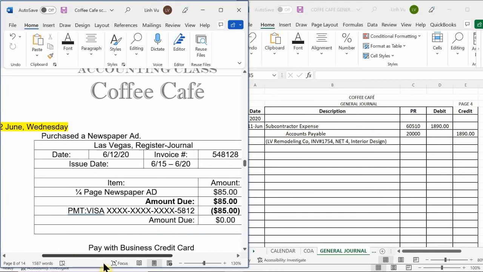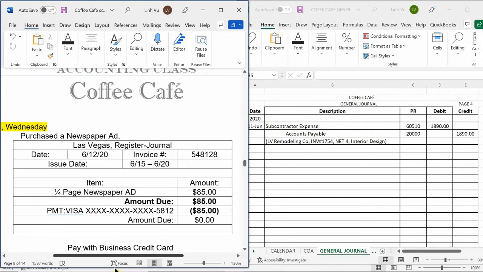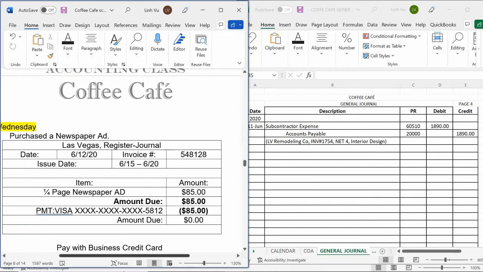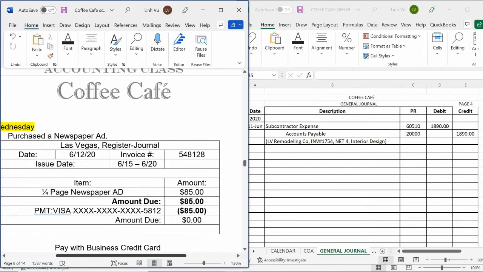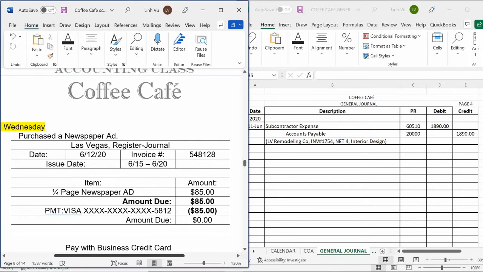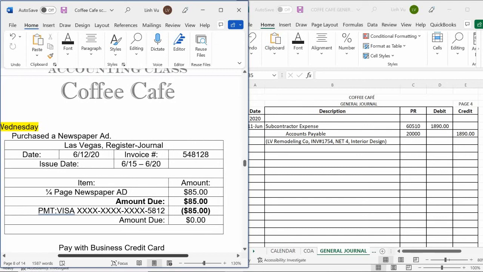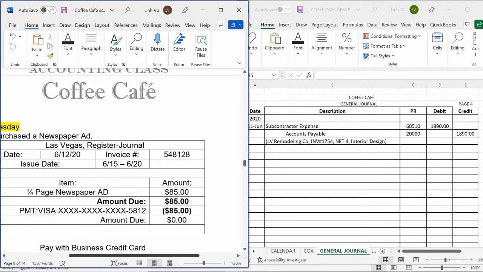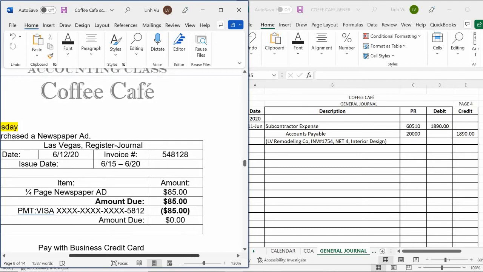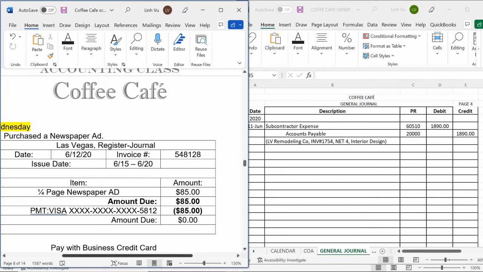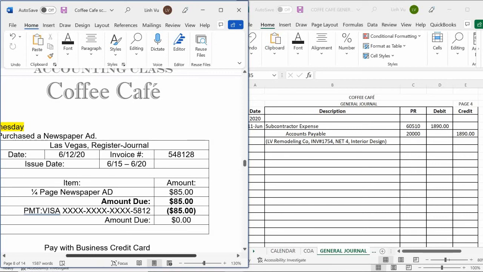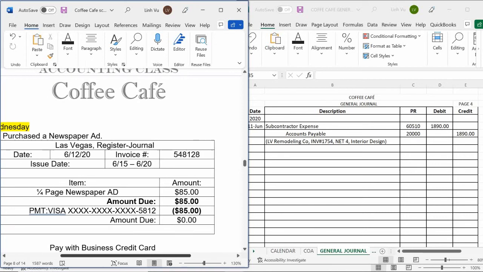Okay, so here's what it says here. So again, we're doing the Las Vegas Register Journal. Okay, here's the invoice number. It is for June 12th, right? Issue date is to run through the newspaper from June 15th through the June 20th. Okay, and we requested a quarter-page newspaper ad for a total of $85.